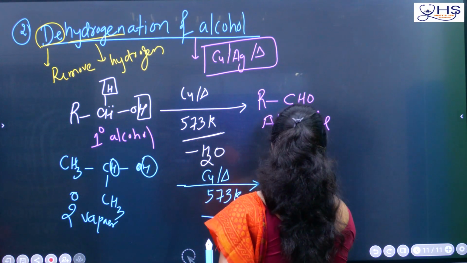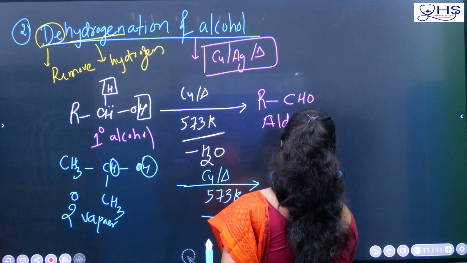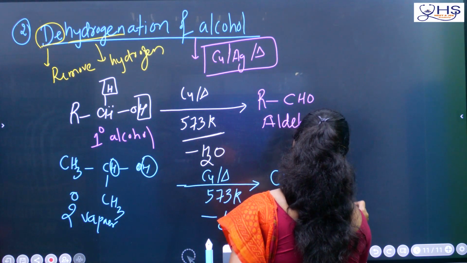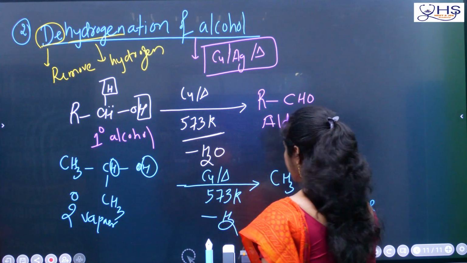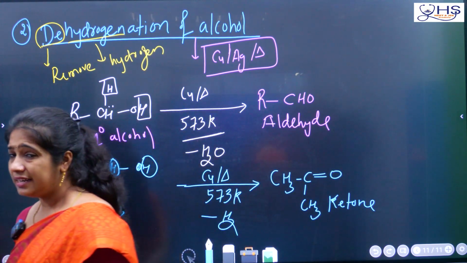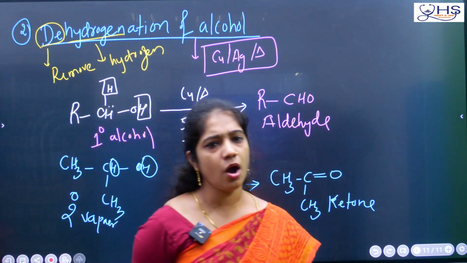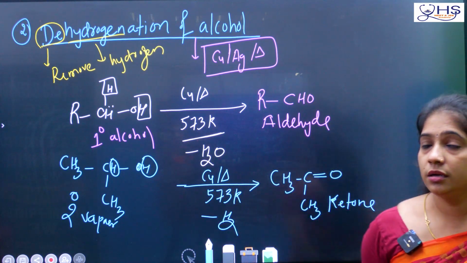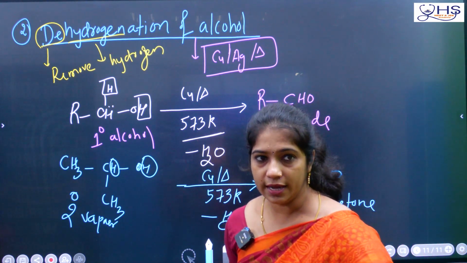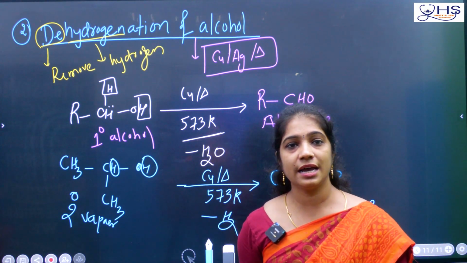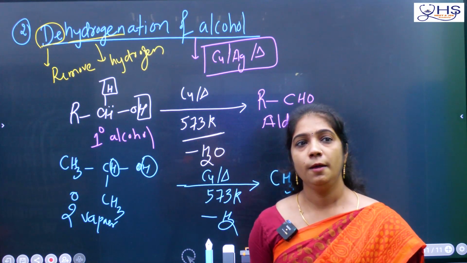CH3CO. I can write C double bond O, CH3. What is this product? Ketone. This product is ketone. Very important. Dehydrogenation of alcohol: primary alcohol undergoes dehydrogenation and gives aldehyde. Secondary alcohol undergoes dehydrogenation and gives ketone.